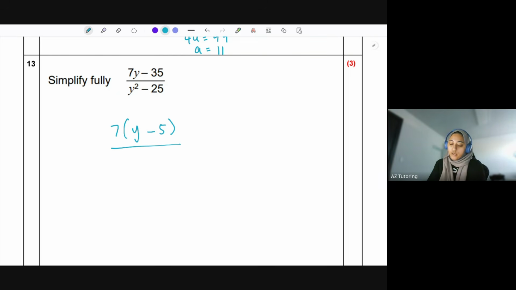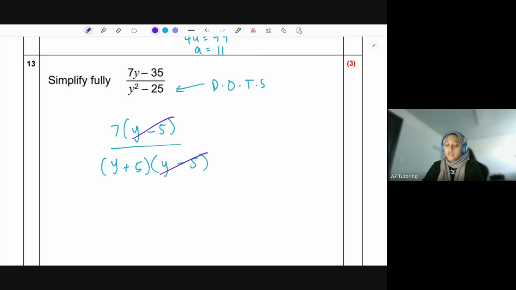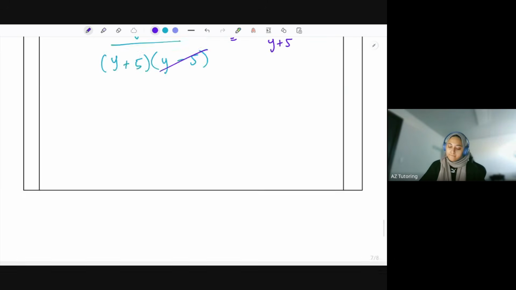Divided by, the bottom is difference of 2 squares, because I've got a minus sign there and I've got 2 squares. So I've got the y squared and I've got 25, which are both squares. Put a plus in one, put a minus in one. The square root of y squared is y. And the square root of 25 is just 5. What can we cancel from the top and bottom? I can cancel the y minus 5 term. So my answer is just 7 over y plus 5. We don't need the brackets on the bottom anymore. So that's a nice 3-mark question.